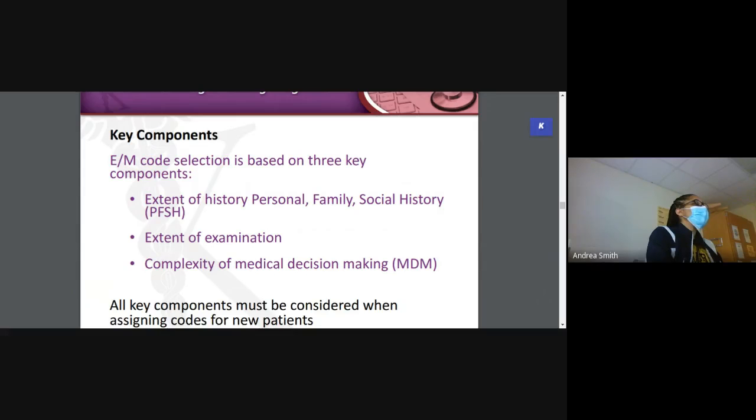And then complexity of medical decision making, MDM. Make sure that you know that MDM will come and haunt you on that test. If you don't understand what MDM is, it will mess you up when you're trying to code. It will make more sense when you are doing codes. All key components must be considered when assigning codes for new patients. So these 3 have to be considered when you're coding for a new patient. Once they're established, you don't have to worry about that anymore.